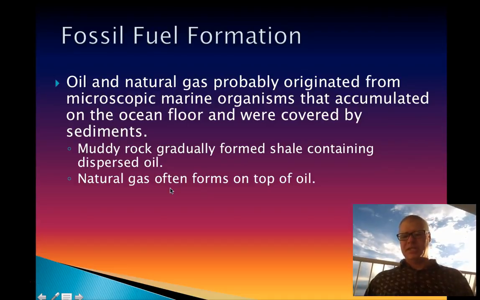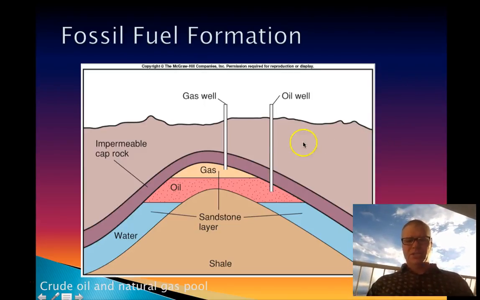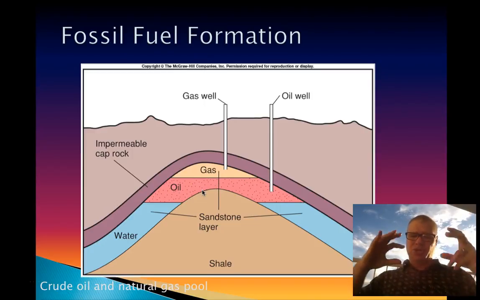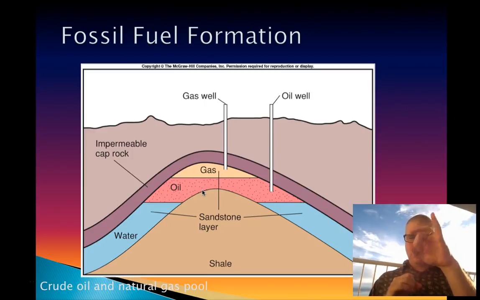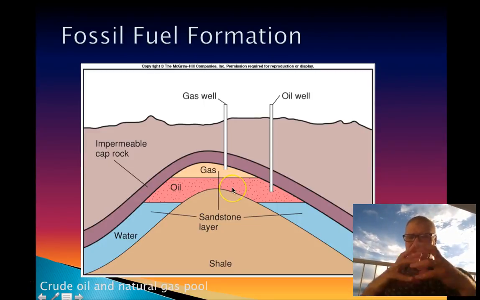So this brings us to the next type of energy resource, oil and natural gas, which we believe probably originated from microscopic marine organisms that accumulated on the ocean floor and then were covered with sediments. And the way we find this typically is in rock strata, so don't think of a giant pool of oil in a cave. What it has more to do with is that certain rocks have more pores in them, like holes within the rock, and the oil saturates in between the pores of that rock.